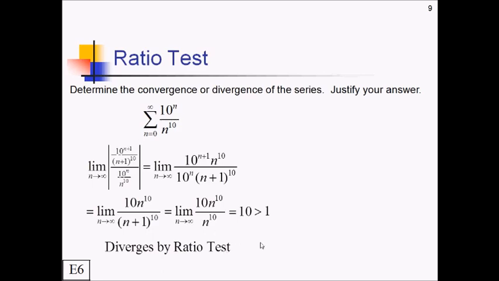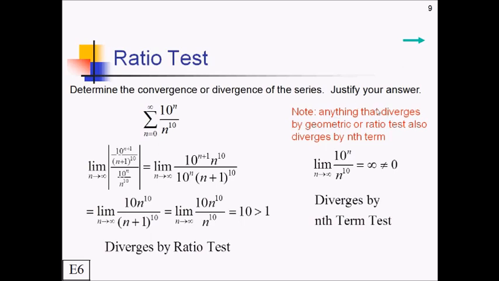Awesome. But hold on a sec. Did you ever stop to kick the tires on this one? What's the limit of my nth term? Well, this is a top-heavy function. Exponential growth beats polynomial growth. So this actually goes to infinity. Since infinity is not 0, we could also have shown, much faster actually, that this thing diverges by the nth term test. And in general, it turns out anything that diverges by the geometric or ratio test also diverges by the nth term test. So always kick the tires first.